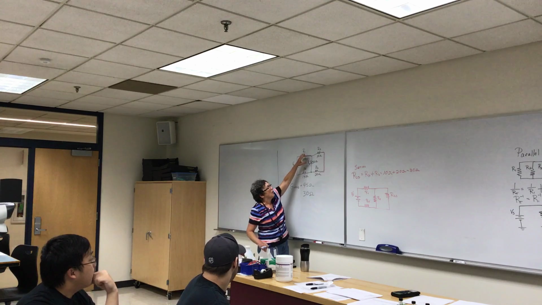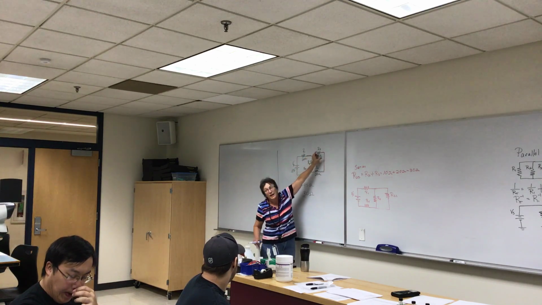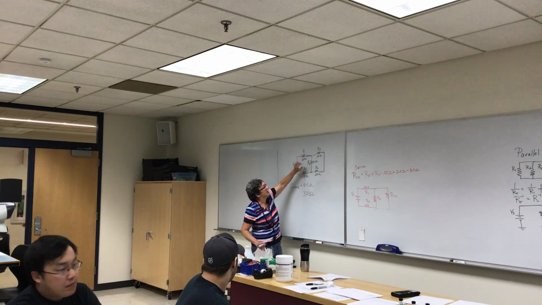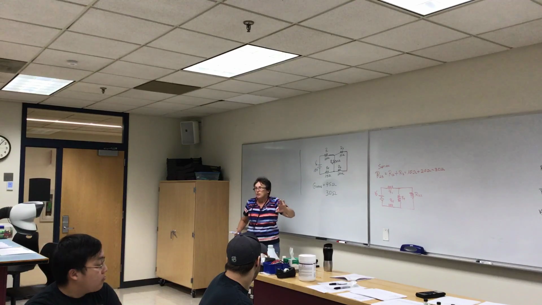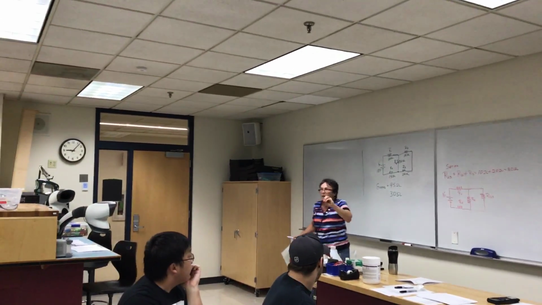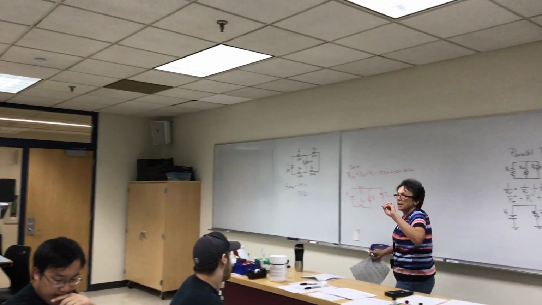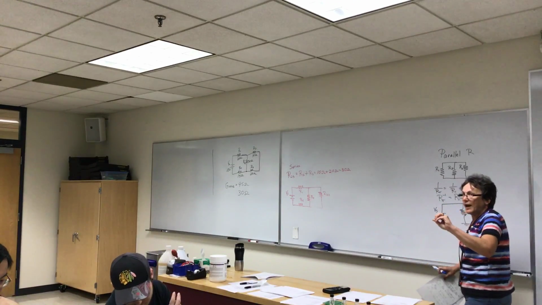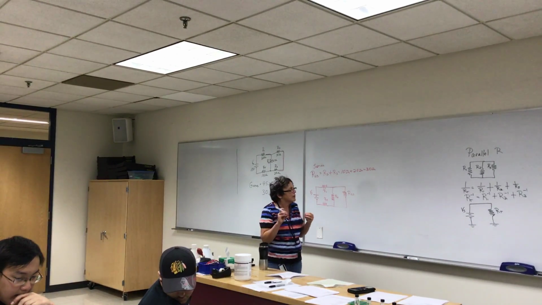R4 is not connected to R3 at both ends, is not connected to R2 at both ends. It's not connected at R1 or R5. Not in series, not in parallel. So we have to piecemeal it apart. We have to take this whole circuit apart and analyze it a piece at a time. That's what makes it more complicated whenever you get to the combination.